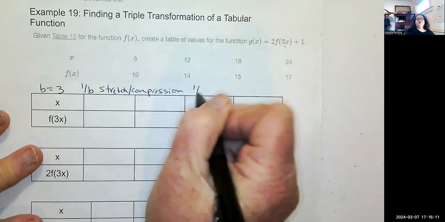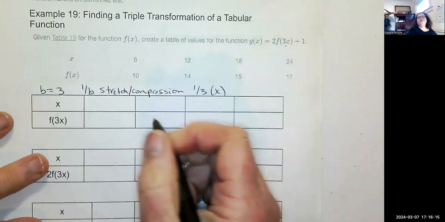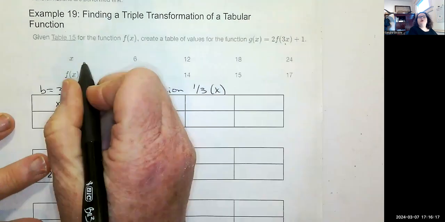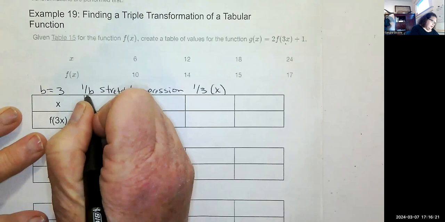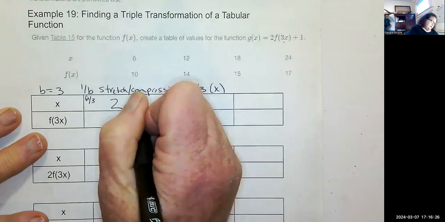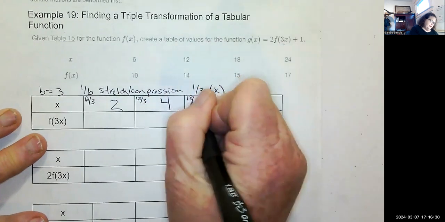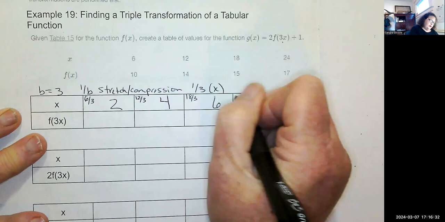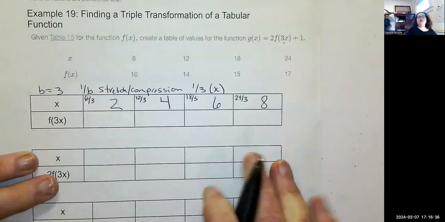So it's 1/3. So we're going to take 1/3 of our x's, because that's what we're doing here. A third of 6 is 6 divided by 3, which is 2. 12 divided by 3 is 4. 18 divided by 3 is 6. And 24 divided by 3 is 8. So that changed all of our x's.